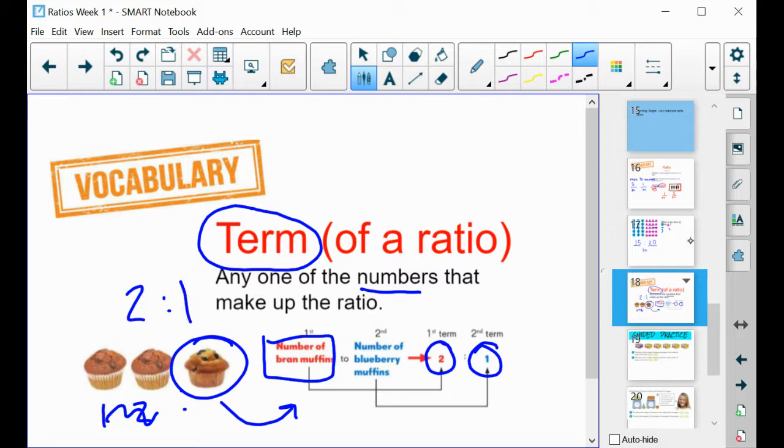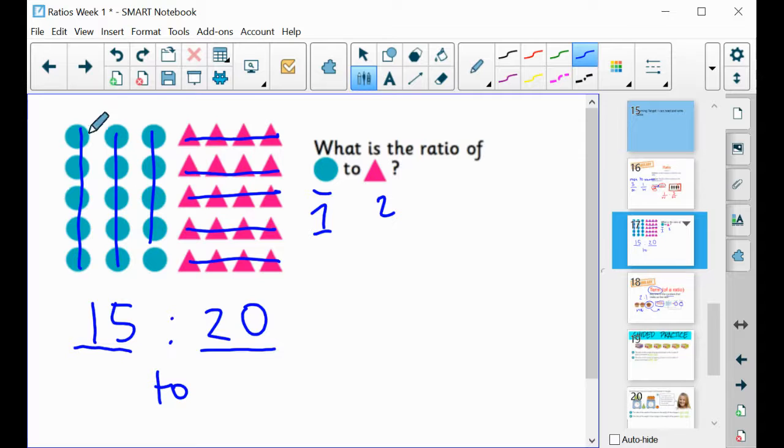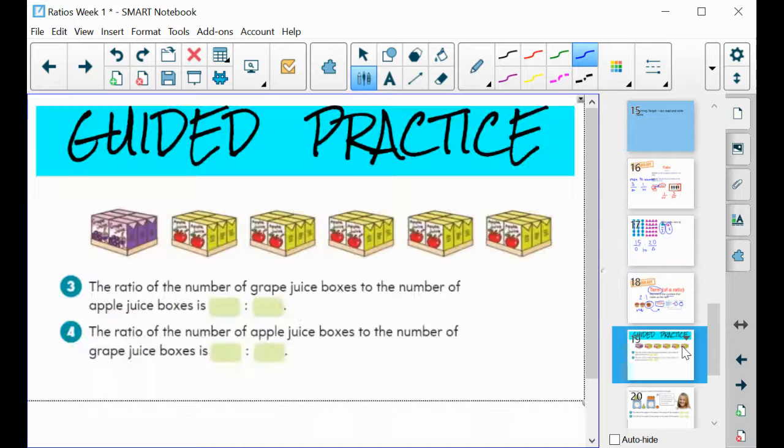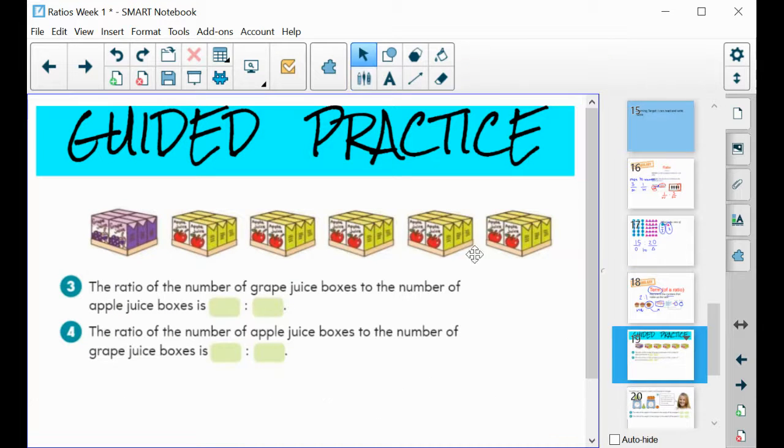So when you heard me talking on the last slide about our terms are going to be these aqua or turquoise circles and these pink triangles, and our first term is going to be this, and our second term is going to be that, we put that down here. This term represents those circles. This term represents the triangles. Okay, now I'd like you to, real quick, put this one on your board.